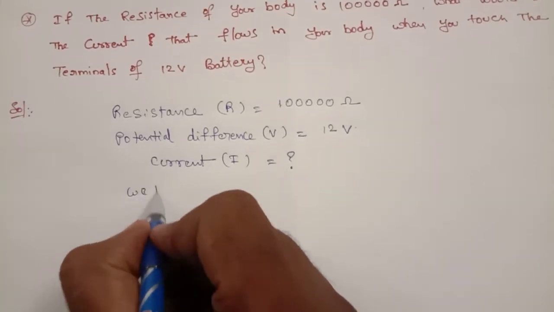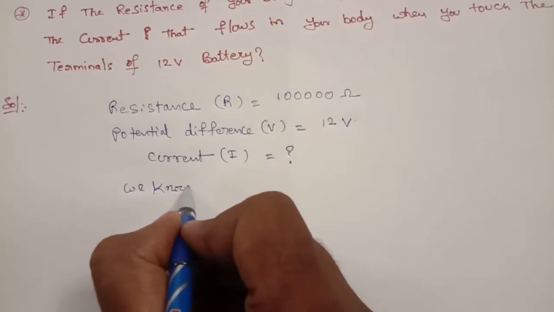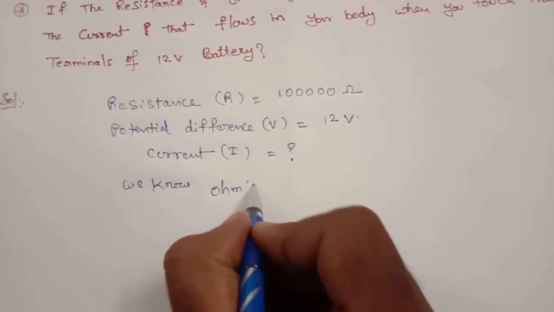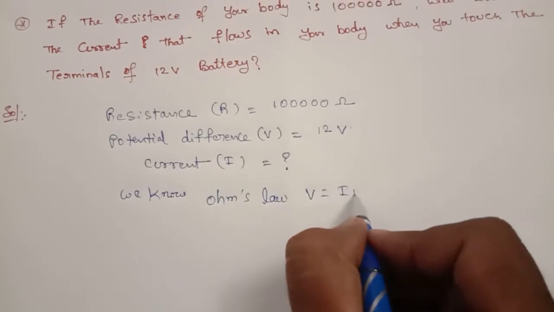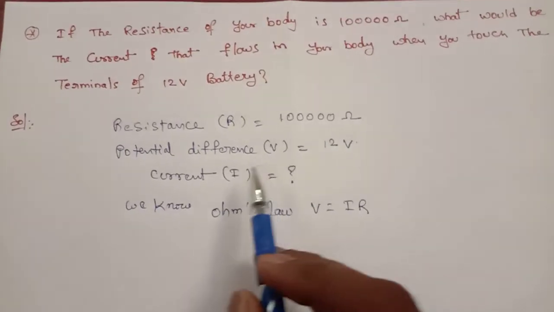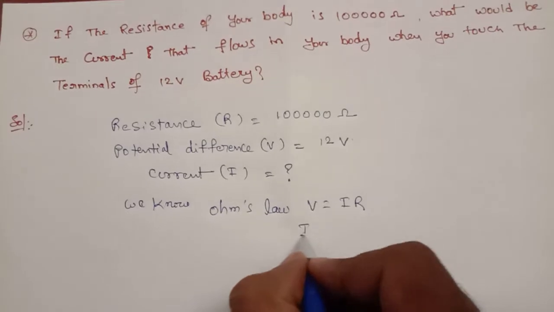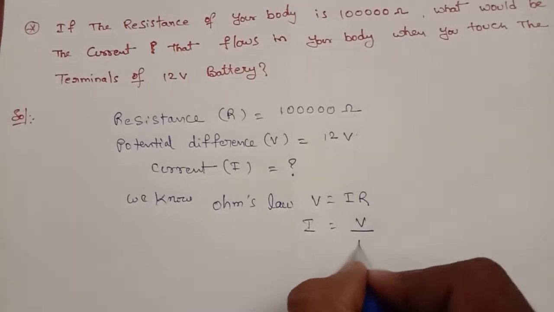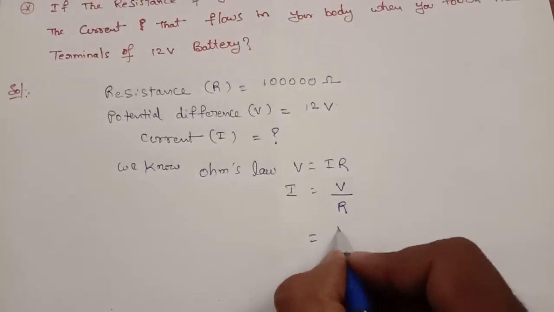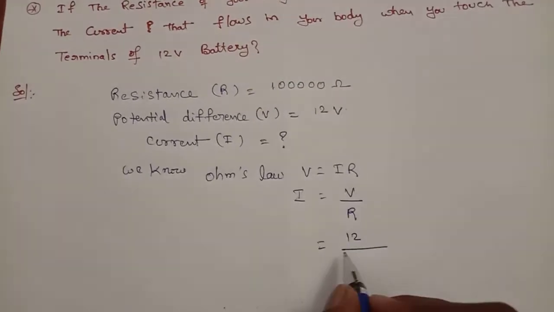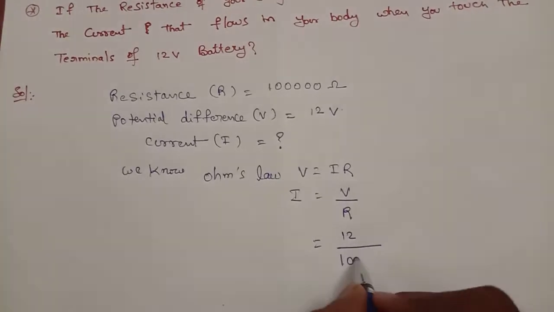We know Ohm's law is V is equal to I into R. From this, capital I is equal to V by R. So, we know the V value as 12 and the resistance value as 1 lakh.